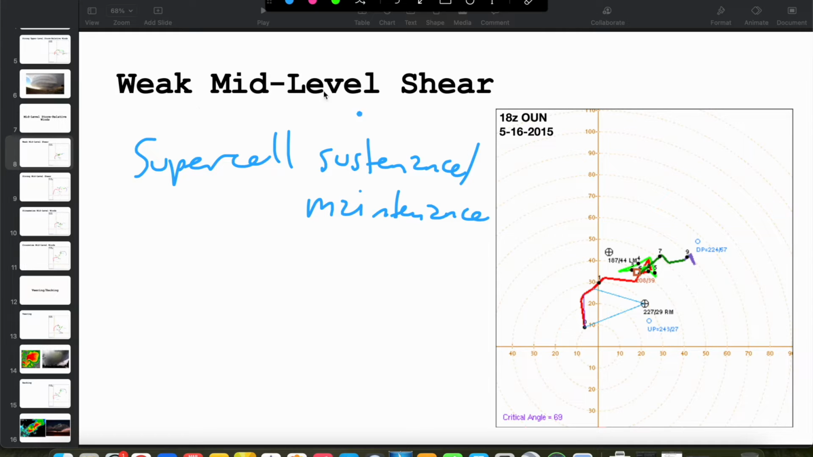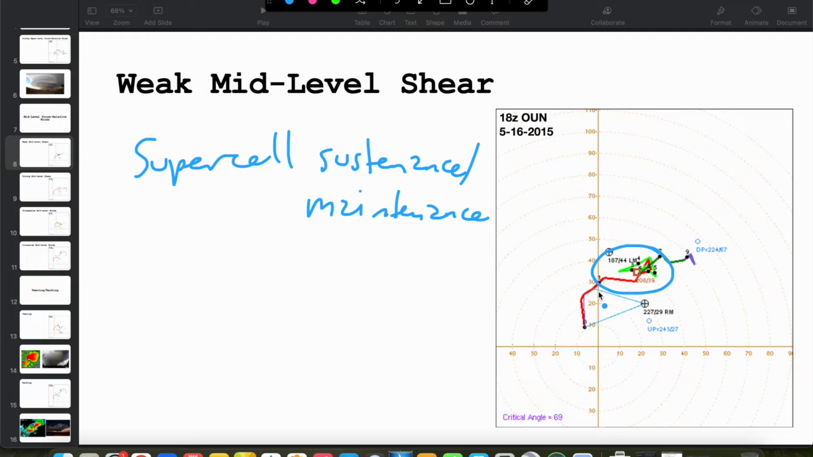When you have weak wind shear in the mid-levels, the hodograph will often look like this. You'll see the points here in that 1 to 6 kilometer layer pretty bunched up, and that just means that the winds are not really changing that much in both speed and direction in that layer. And when you have weak mid-level wind shear, you will have supercells that tend to be more pulse type. They won't really sustain themselves for that long. They can still produce strong tornadoes, and you can still get supercells in weak mid-level shear environments, especially if you have strong low-level shear.